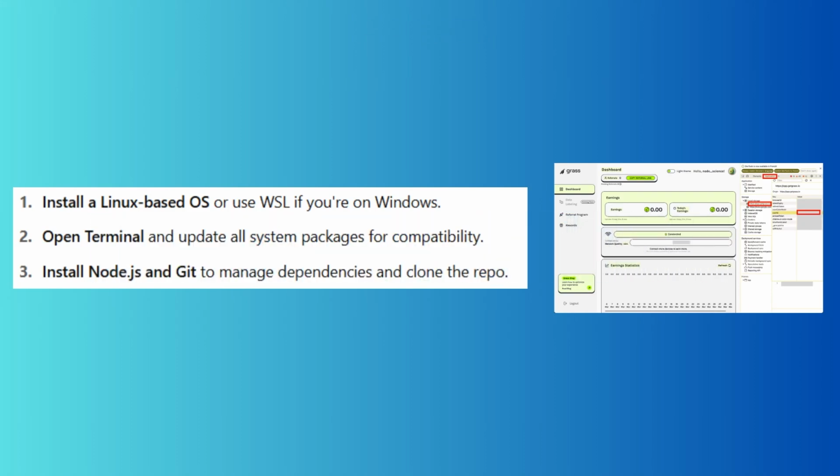First, install a Linux-based OS or use WSL if you're on Windows. Now open Terminal and update all system packages for compatibility. Then, install node.js and Git to manage dependencies and clone the repo.